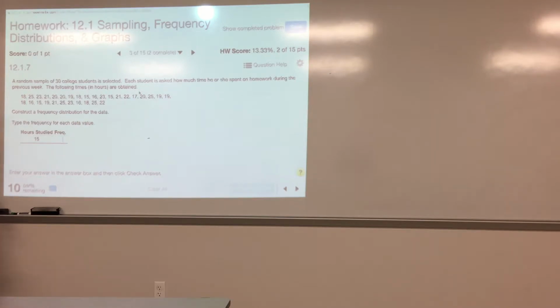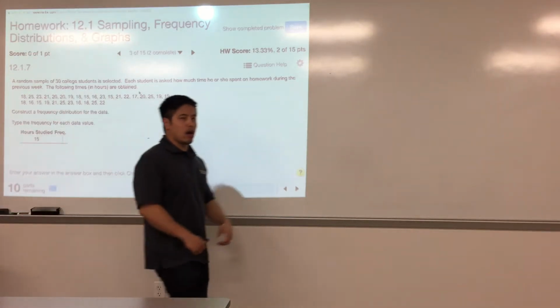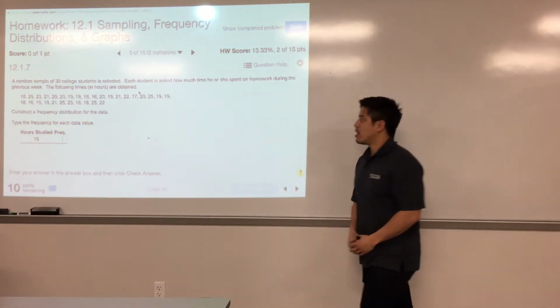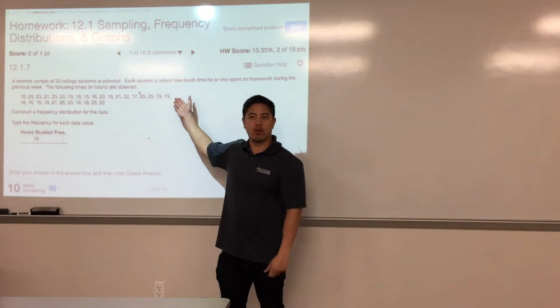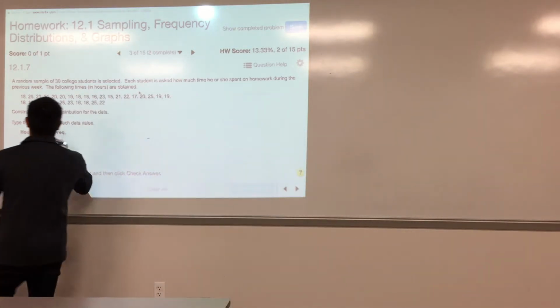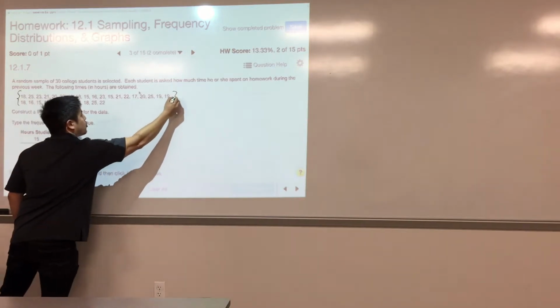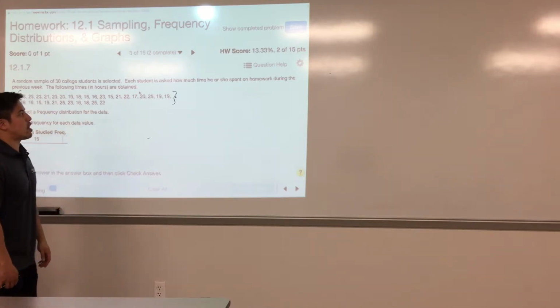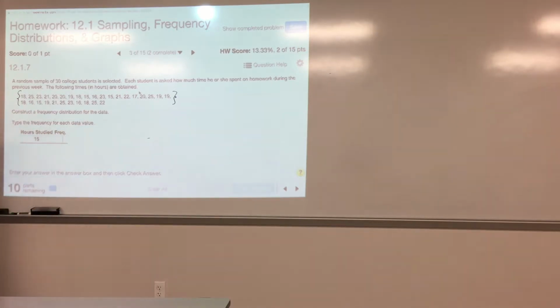Now, normally, a frequency distribution wouldn't just be handed to you, right? Normally, you have a set of data points. And that's what's happening in this next problem: you need to create your own frequency distribution based on a set of data points. In this case, a random sample of 30 college students. Stop right there real quick. How many numbers should be here? 30. Okay, good.